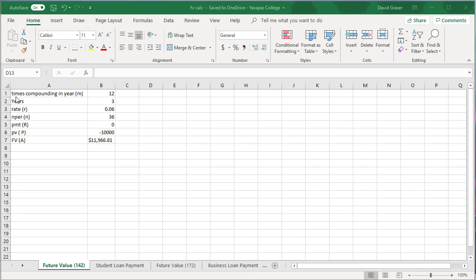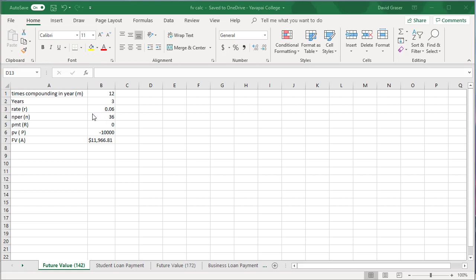So we have in column A the number of times compounding in a year. That's what we would call M. And in this case it's 12, so I'm compounding monthly. It says years. We're going to go for 3 years. The rate is the value for R. It's our annual rate. In this case it's 6%.